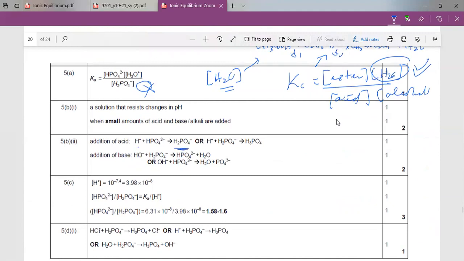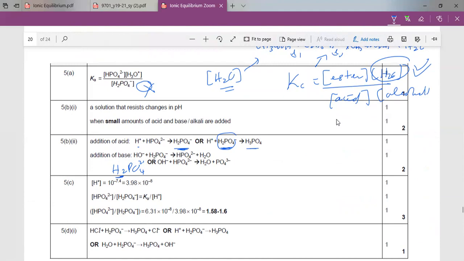Now, I told you this one can also give you phosphoric acid, which means this one here can act as a base and as an acid. Let me show you. Now, if a base is added, your H2PO4- is the acid, and the base gives you some HPO4 2-, right?